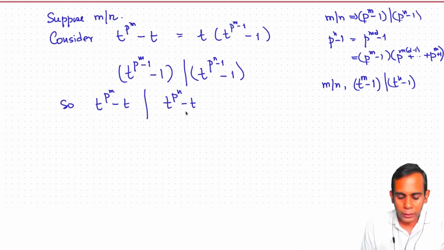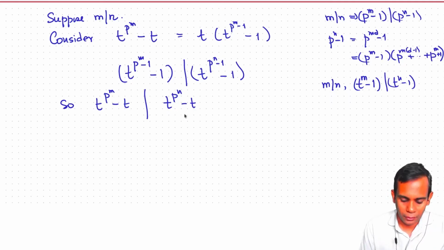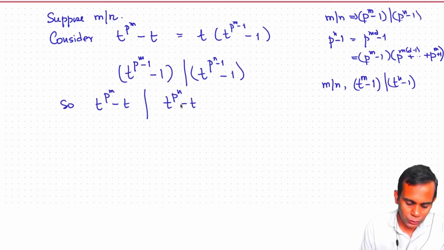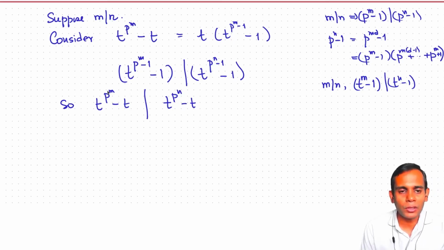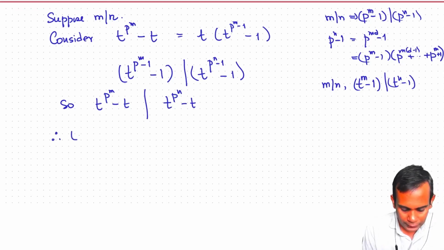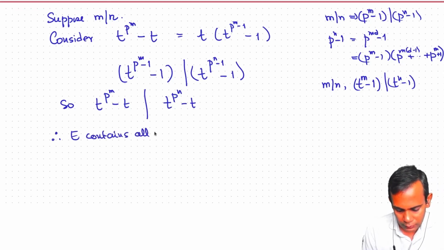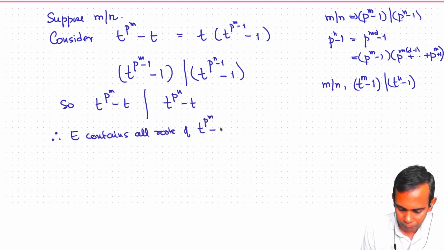Now all the roots of this polynomial are the elements of E. In fact, the elements of E are precisely the roots of this polynomial, and therefore all the roots of this polynomial also are in E. Therefore, E contains all the roots of t to the power p to the m minus t.